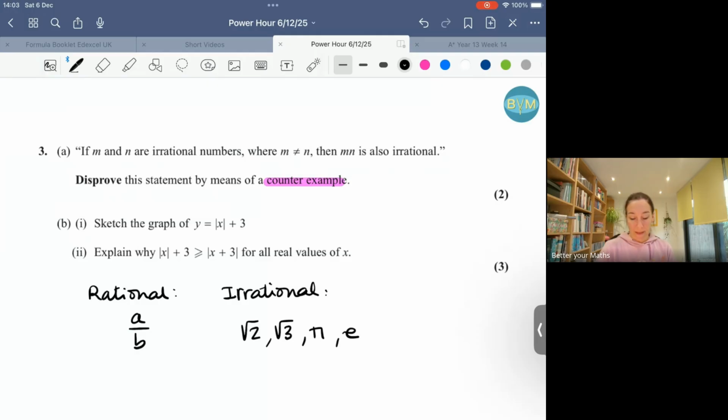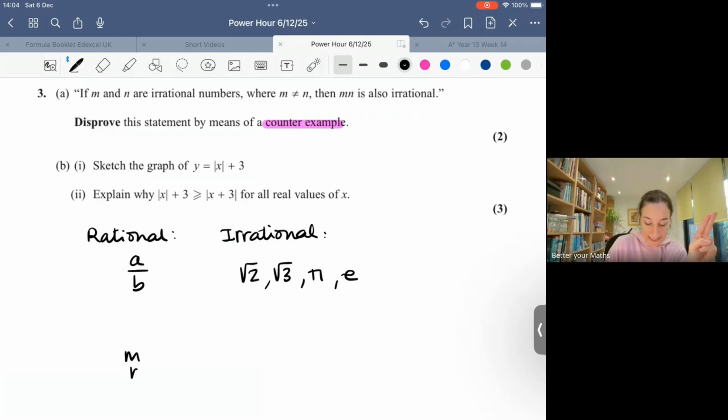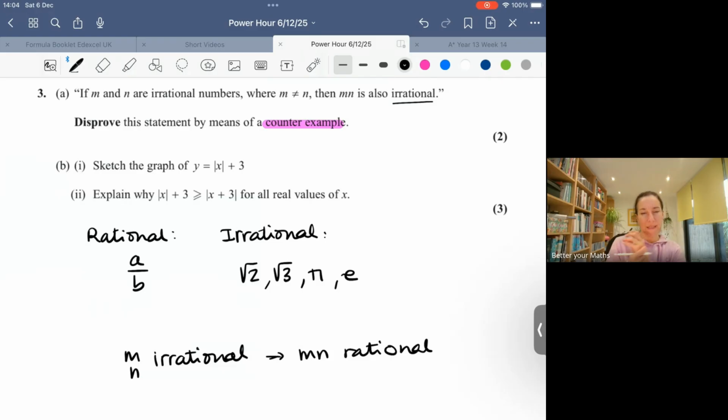So now, can you give me an example where I have two irrational numbers, but when I multiply them, they become a rational number? I have to disprove this, which means I need m and n that are irrational, but mn is rational, because they say it is also irrational. I am trying to disprove that. Any examples? You have to think a tiny bit.